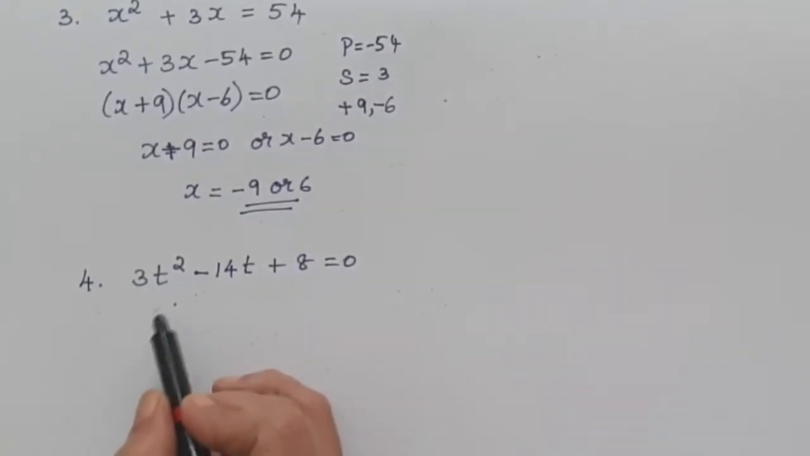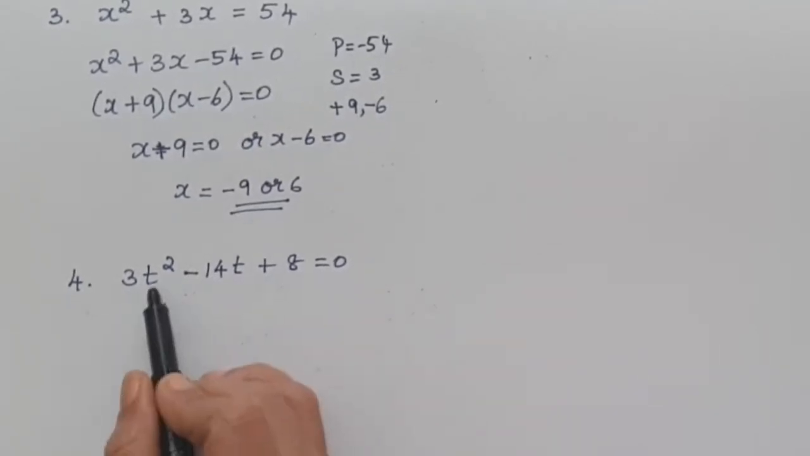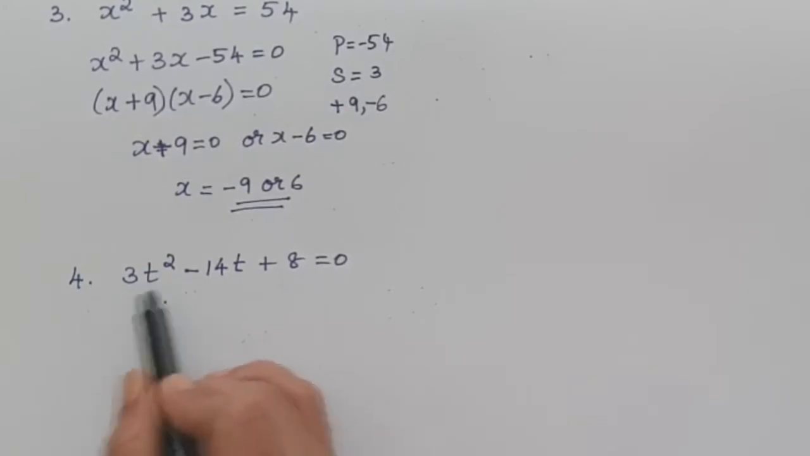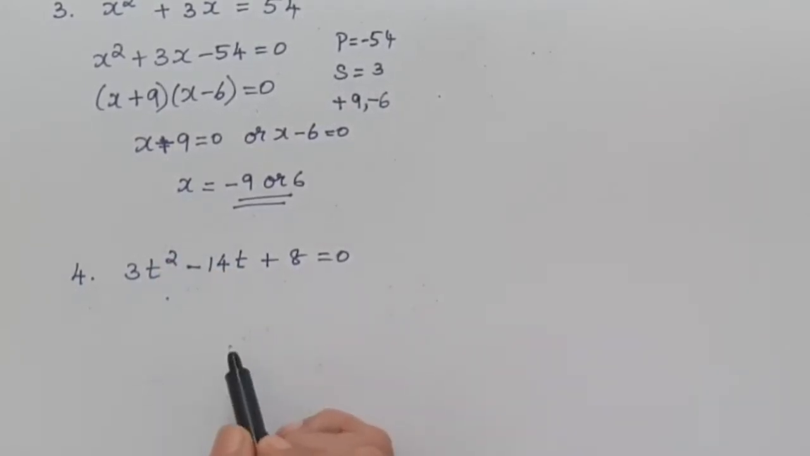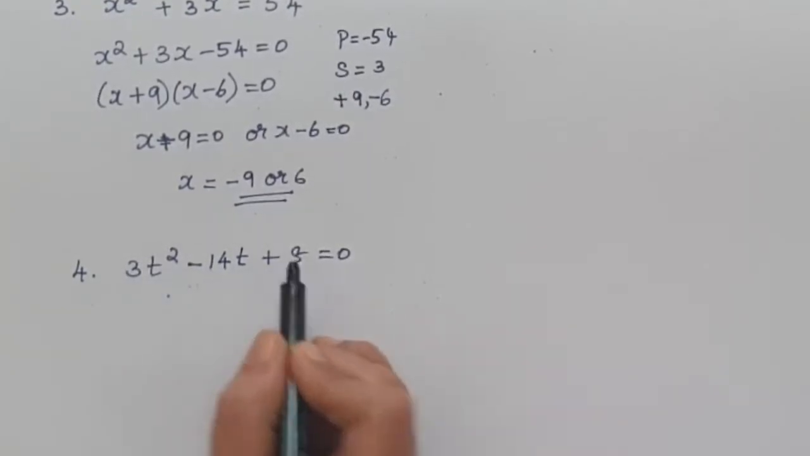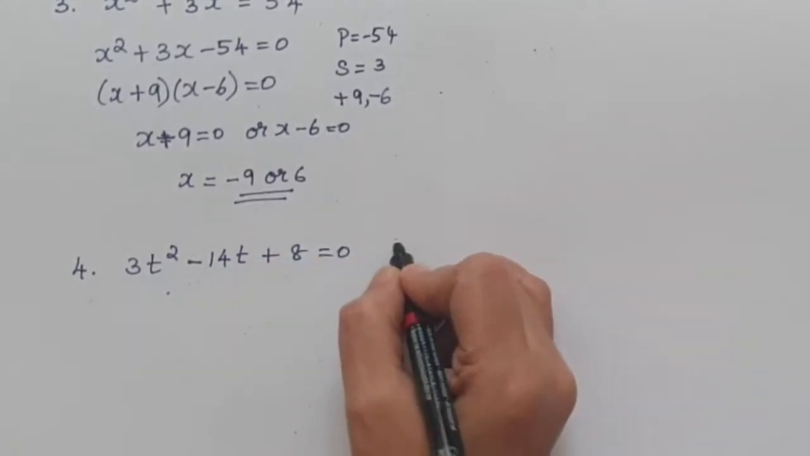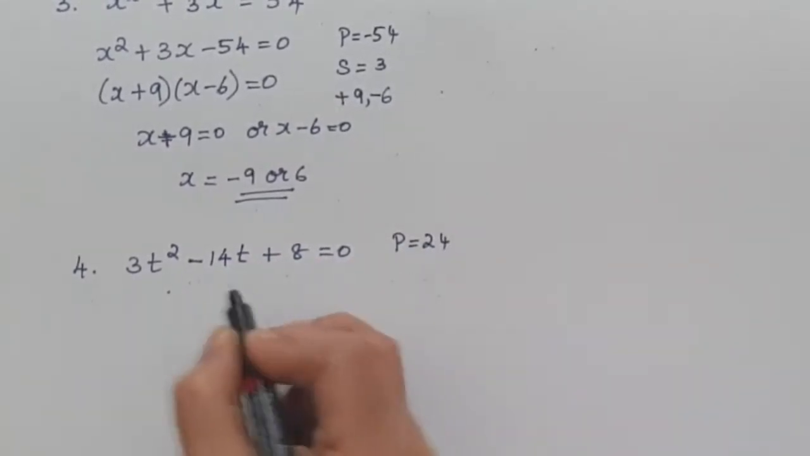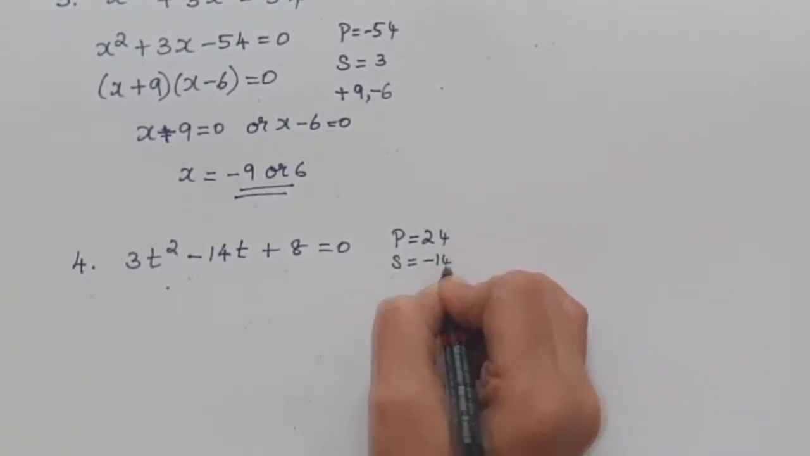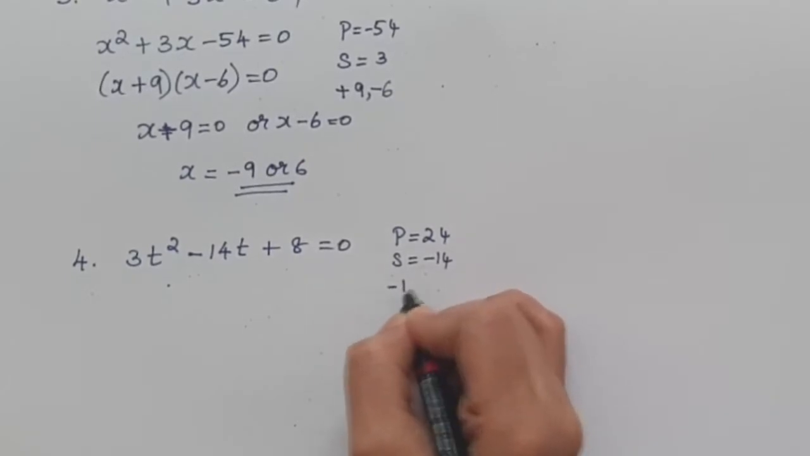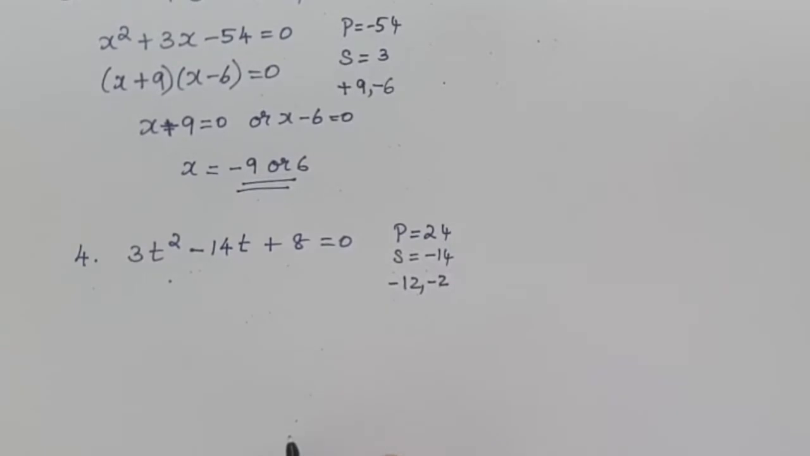Now the fourth question, 3t square minus 14t plus 8 equal to 0. Here instead of x, we have the alphabet t. The procedure will be the same, but we'll get our answers as t equal to. Now in this case, there is a term in front of t squared. The product has to be 8 times 3, which is 24. Then the sum has to be equal to minus 14. So the numbers have to be minus 12 and minus 2. When you multiply it, it is 24. When you add it, it is minus 14.